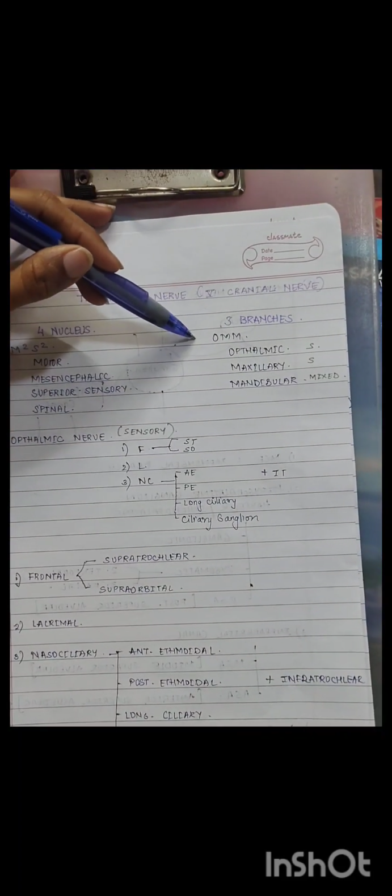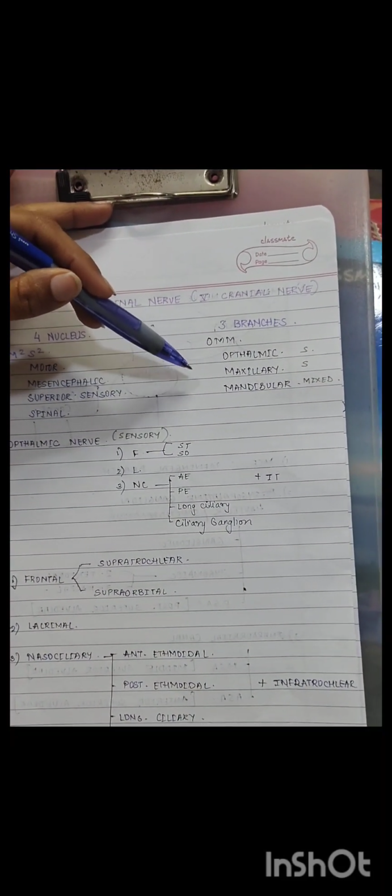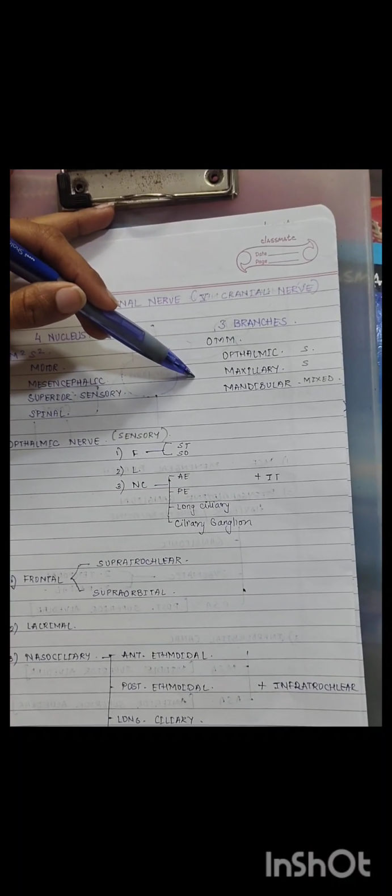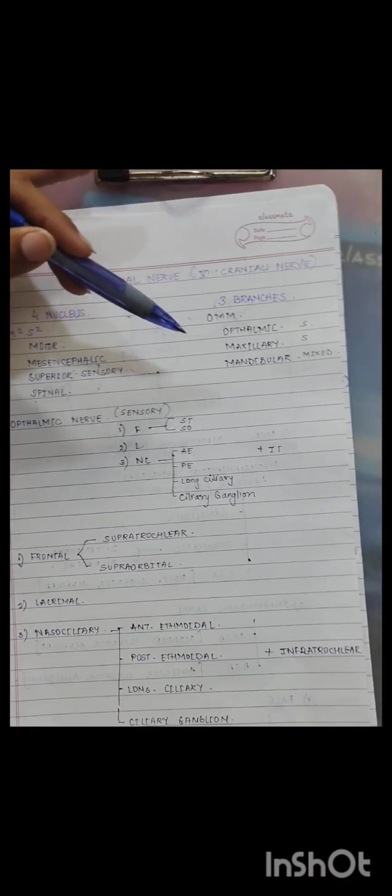Which are the 3 branches? Remember OMM: ophthalmic, maxillary, mandibular. The first 2 are sensory and mandibular is the mixed nerve.